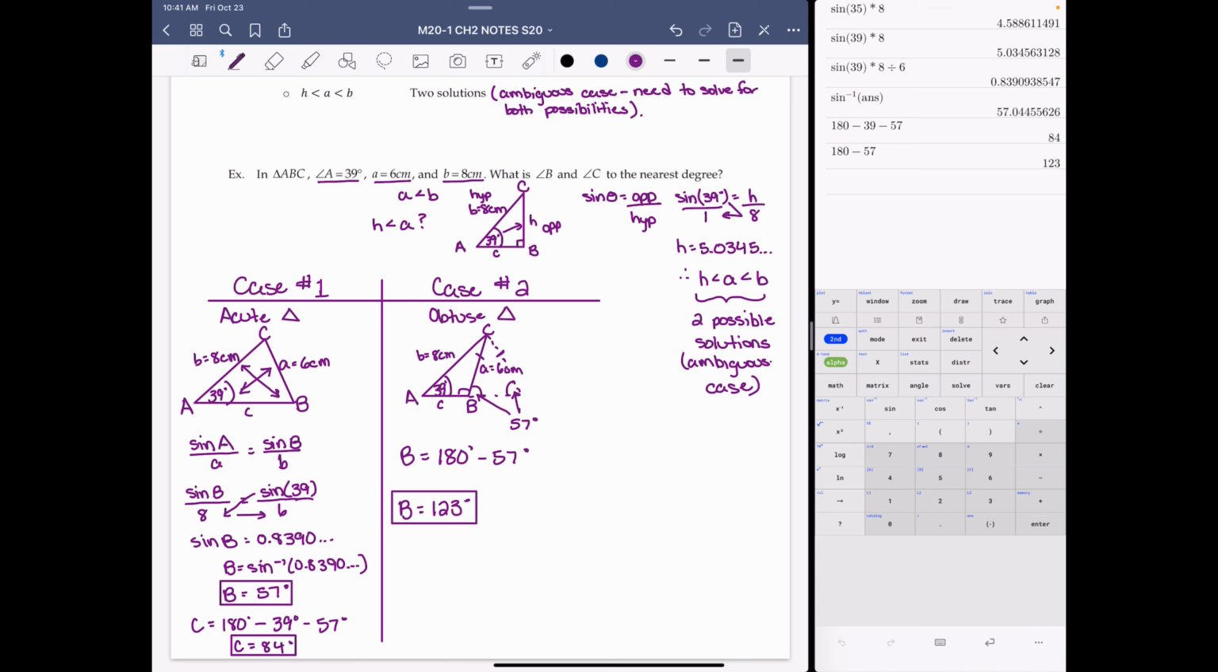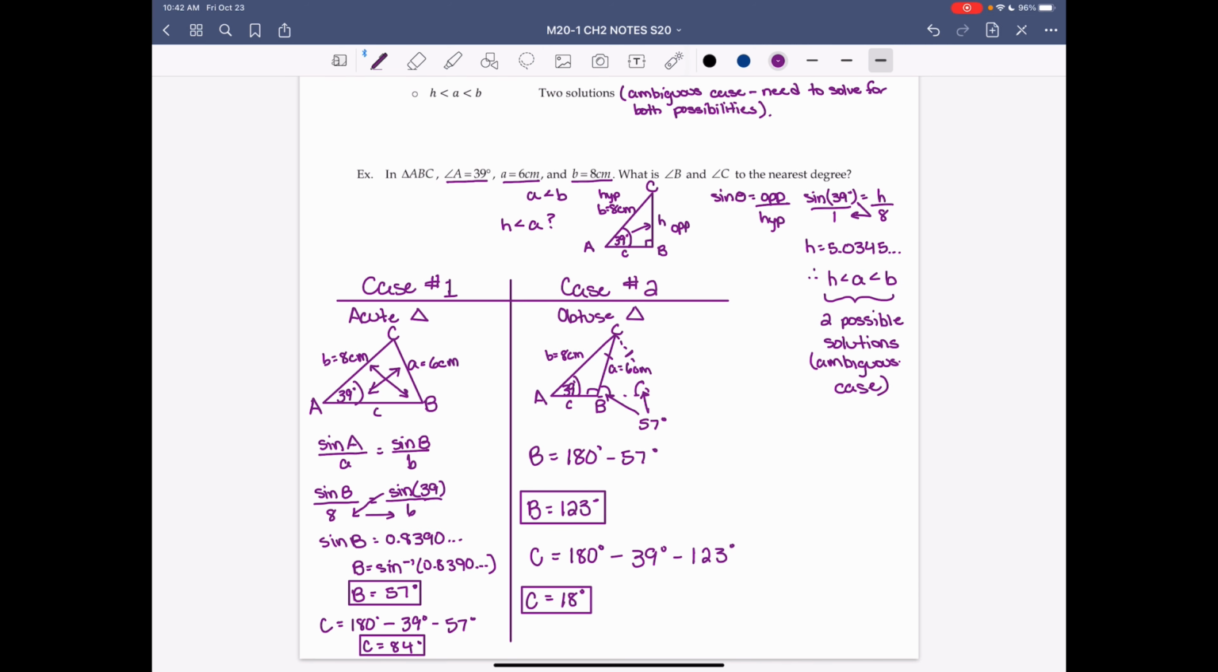And then find angle C the same way we found it in case 1. The three angles add to 180. So angle C must equal 180, subtract angle A, which is 39, subtract angle B, which in this case is 123 degrees. 180 minus 39 minus 123 gives us 18 degrees. Angle C is 18 degrees.